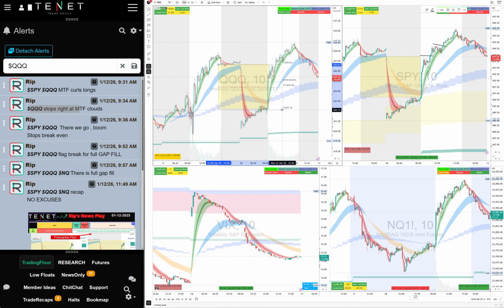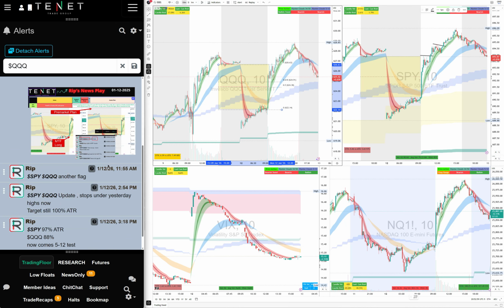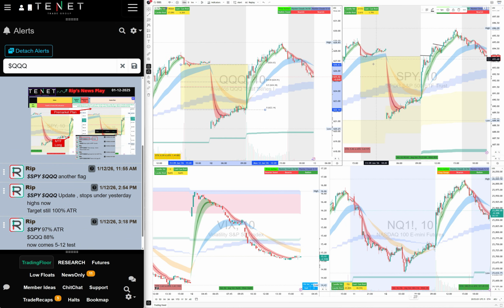So once our gap was filled, let's take a look. Once I gave the target of full gap fill, you can see that I gave the target right at 10 a.m. and within the next 1 hour we hit that full gap fill. And continuously what we were doing, we were having flags, flag on SPY, flag on QQQ.